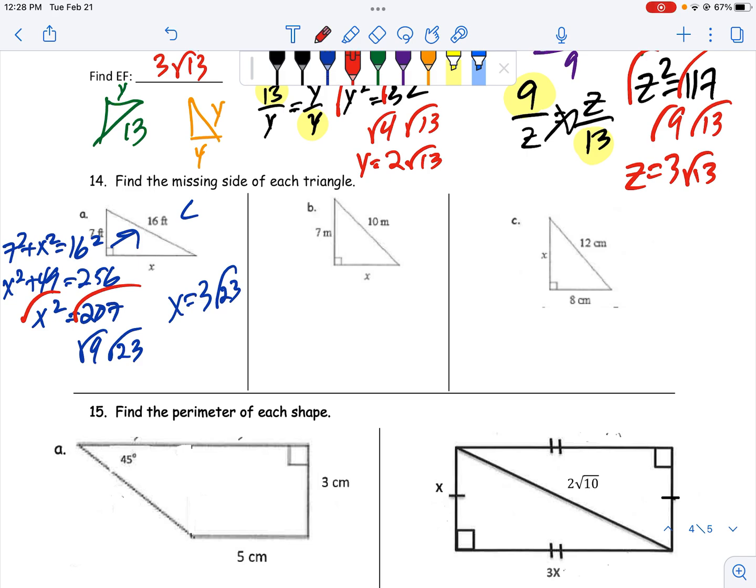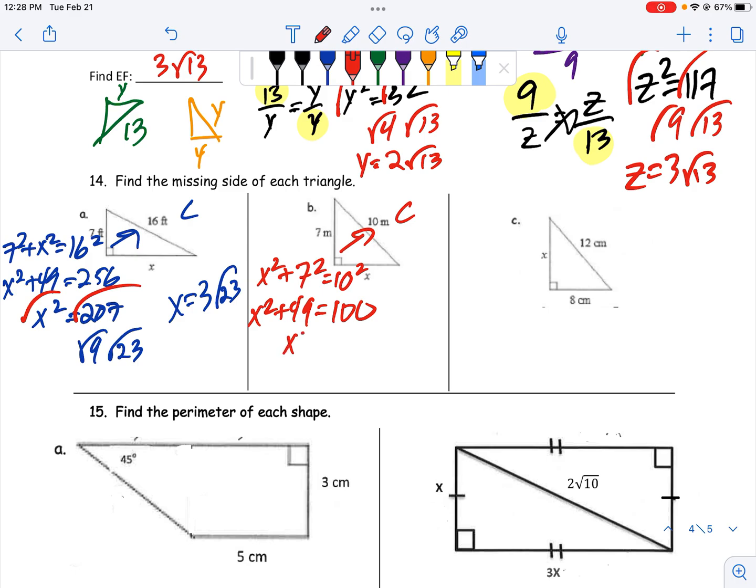So in this problem, my hypotenuse is my C. So this is my C. I do X squared plus 7 squared equals 10 squared. So X squared plus 49 equals 100.